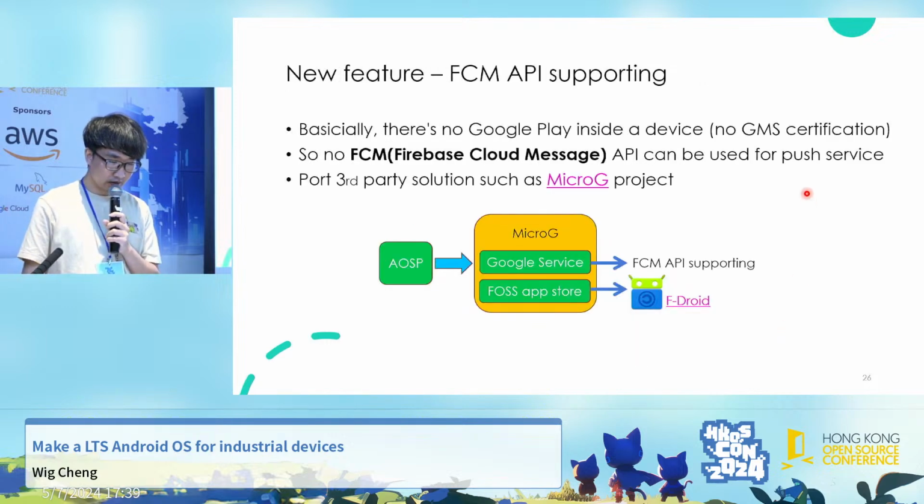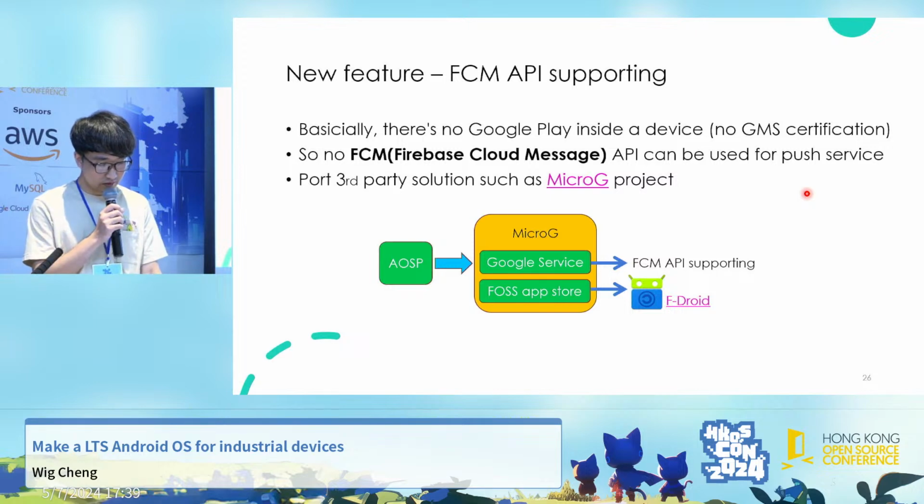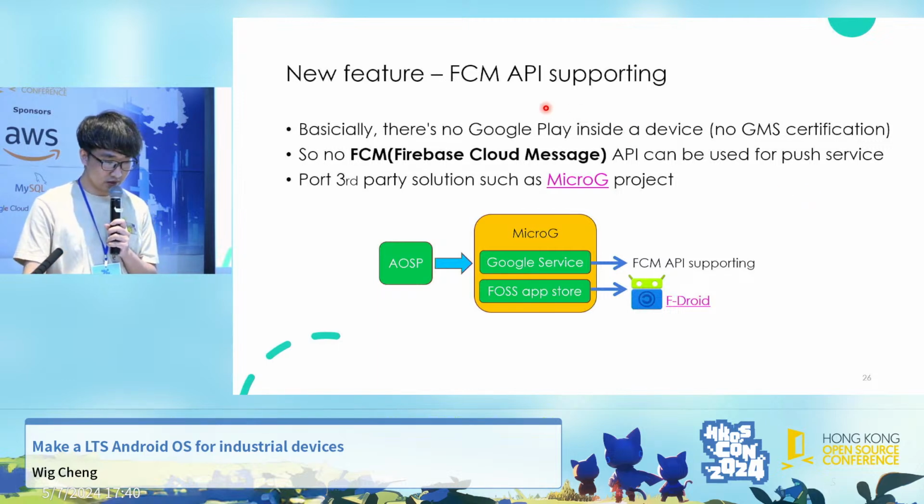And I also want to share some new features in industrial devices using Android OS. First one is FCM API support, because in the industrial device, there's no Google Play inside. It means we have not passed the GMS certification because it's a very huge effort.